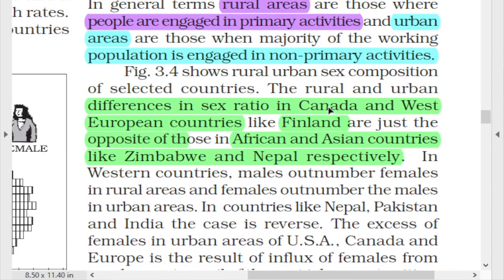Now there is the urban sex compositions of selected countries.